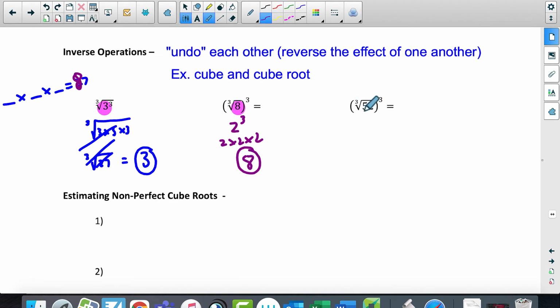Cube root of 52, I have no idea what that is, and then I'm going to cube it. Well, I don't know what it equals when I take the cube root, but I know when I cube it, it's going to undo it, so I'm going to be right back at 52 again.